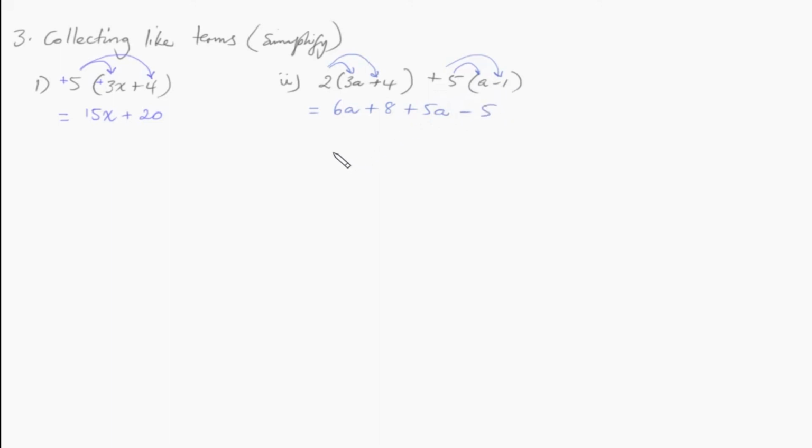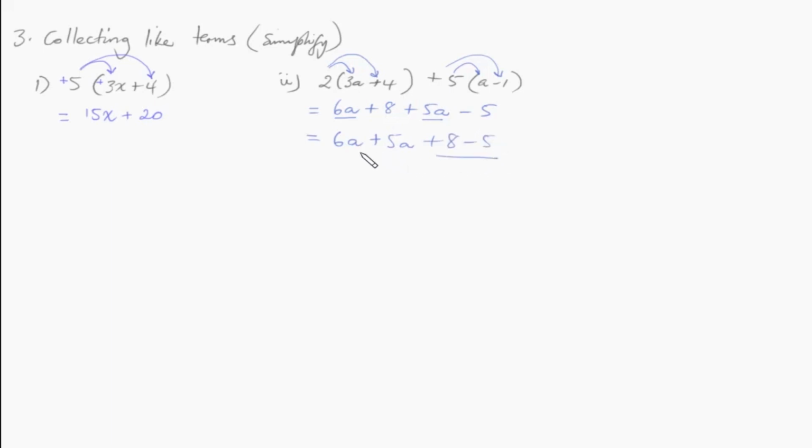Now, how many terms do we have here? We have 4 terms, as opposed to here, where we had 2 terms. Now, since we have 4 terms, this one and this one, they are like terms. So we have to collect them. When we collect them, we group them. That is 6a plus 5a, then plus 8 minus 5.